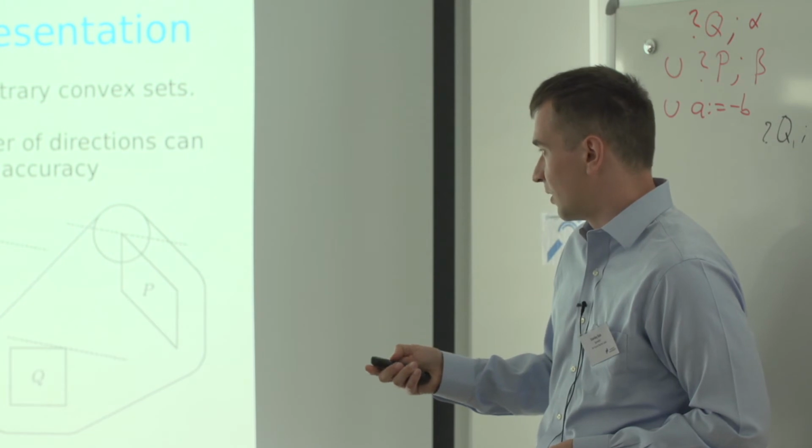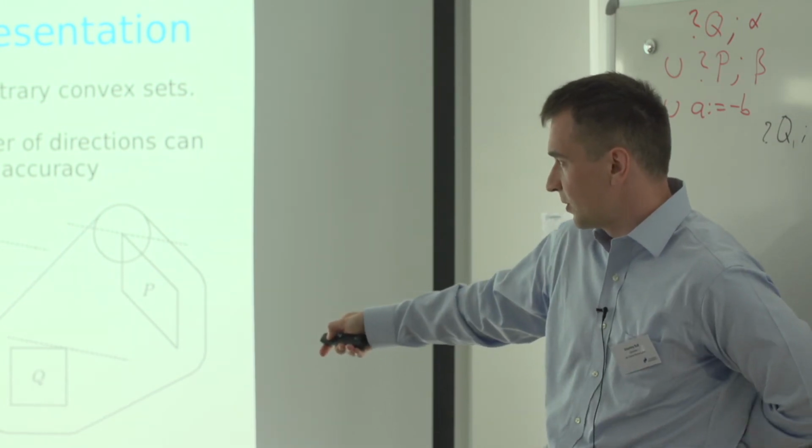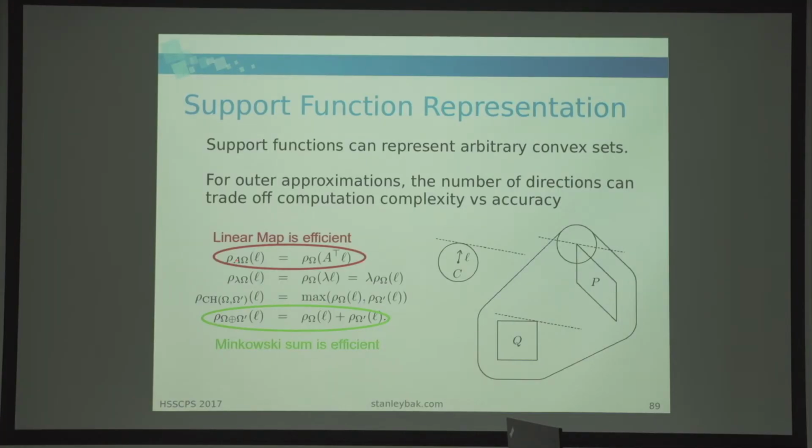The other neat thing is for support functions, linear map is efficient. So if you want the support function after multiplying by some matrix A, you can just modify the directions that you were considering and evaluate on the initial set of states. So that's what we need for time elapse: linear map.